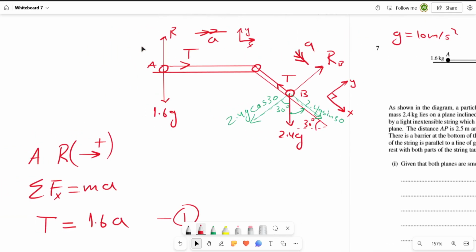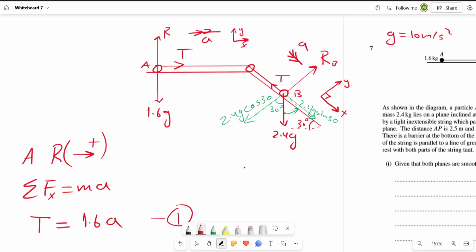Okay, let's do the same for B. So let's resolve particle B in the X direction, taking down the slope as positive or up the slope as positive. Think about it. If you said down the slope, you will be correct because the acceleration for B is down the slope. And it's a case of sigma F equals mass times acceleration. So what's the force acting down the slope? It's just going to be 2.4 G sine 30. And then I have tension, but in the negative direction, so minus T.